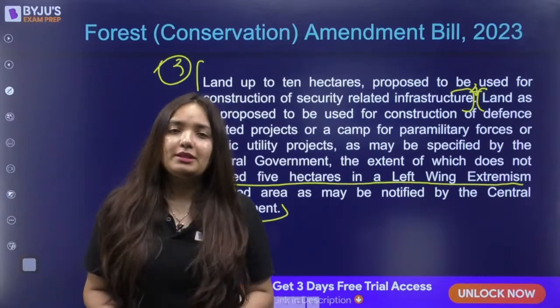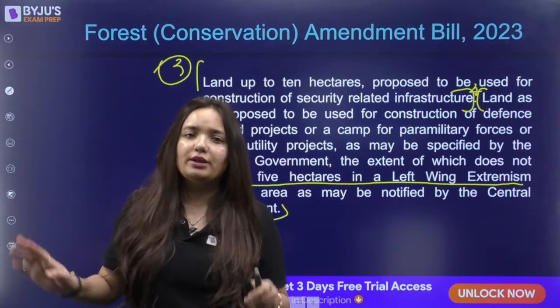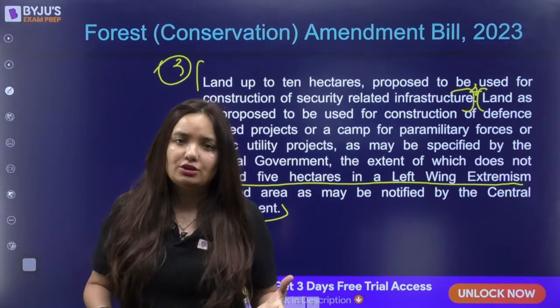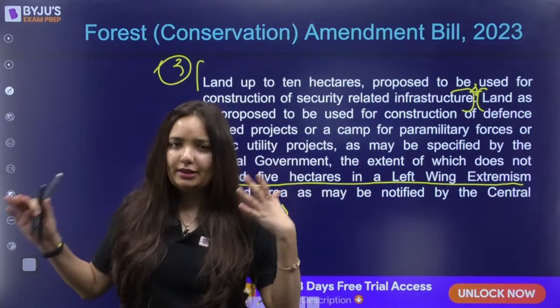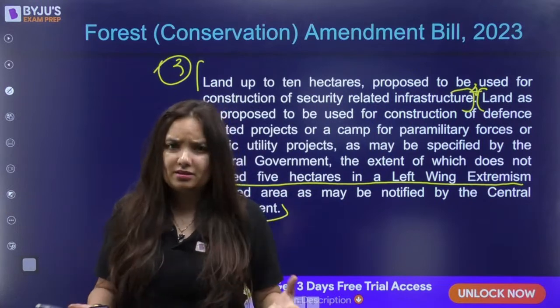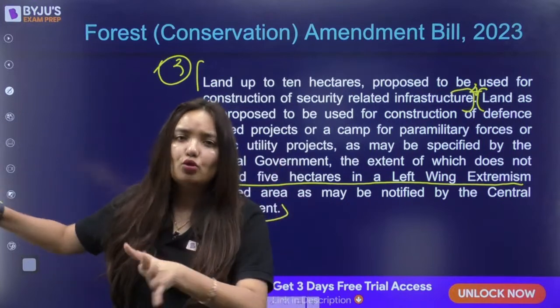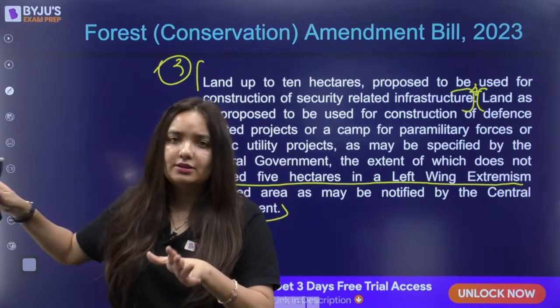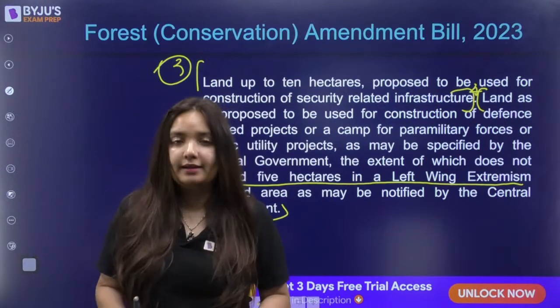Left wing extremism मतलब वो सारे areas जो कि terrorist group से affected होते हैं, जैसे CPI, Maoist, जो कि people who are fighting against the government, who do not believe that the government is appropriate and they are against the government, Maoists, terrorists, etc. So the areas affected by these groups and these terrorist organizations are called left wing extremism affected areas.